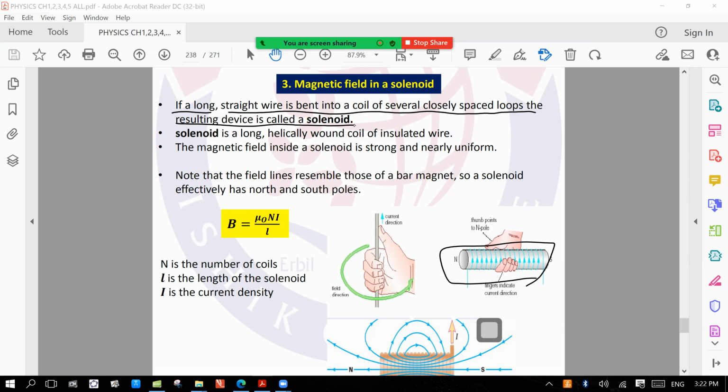In other words, we can say a solenoid is a long helically wound coil of insulated wire. The magnetic field is going to be produced around that solenoid if the current goes through it. And you have to know that inside the solenoid, we will have a stronger and higher magnetic field.